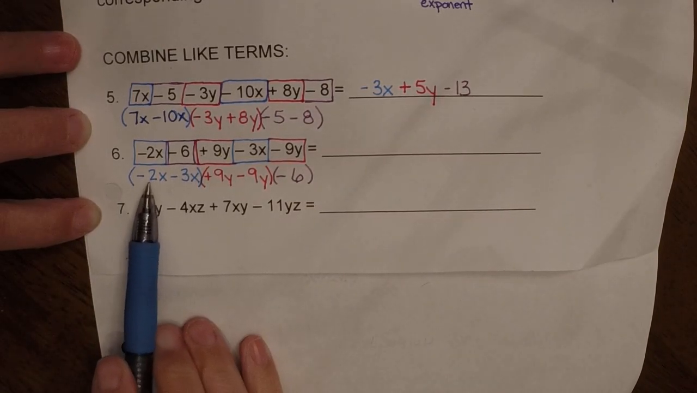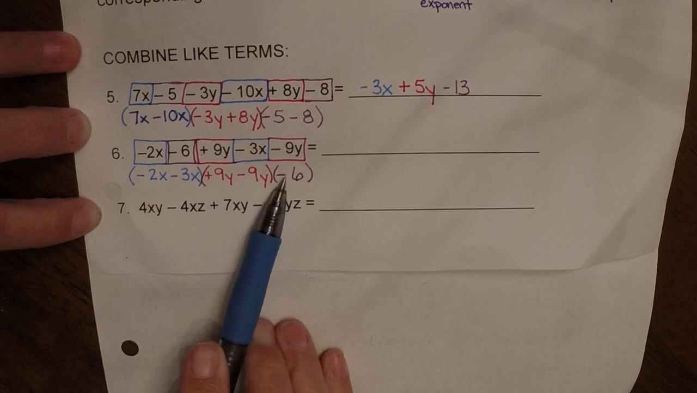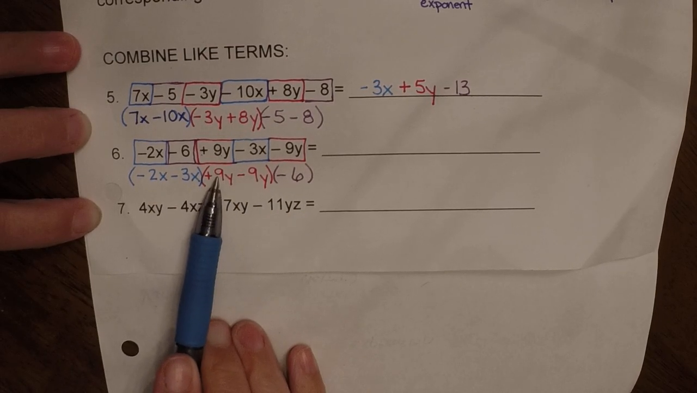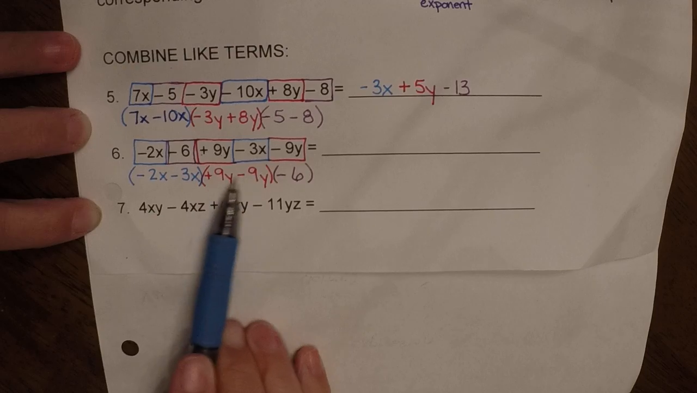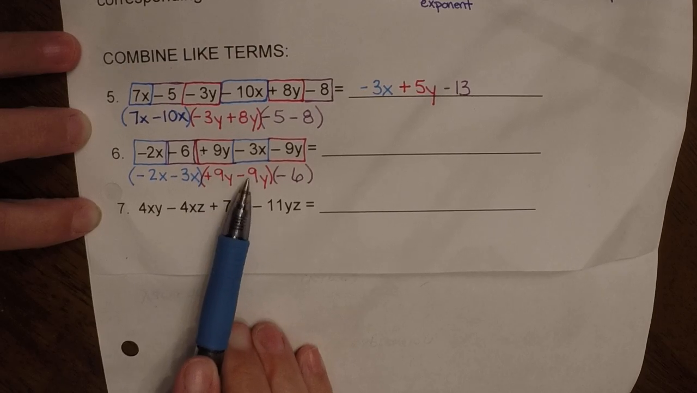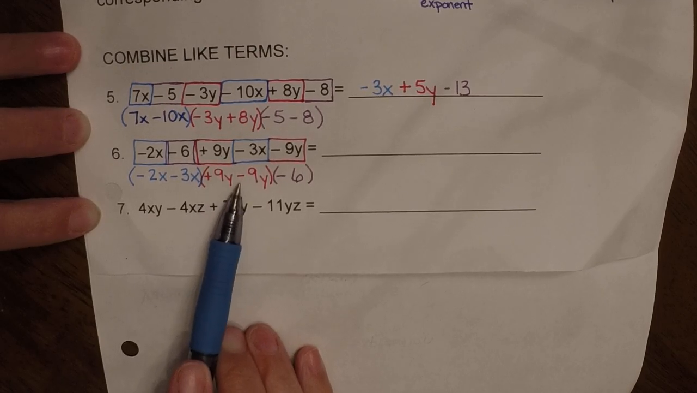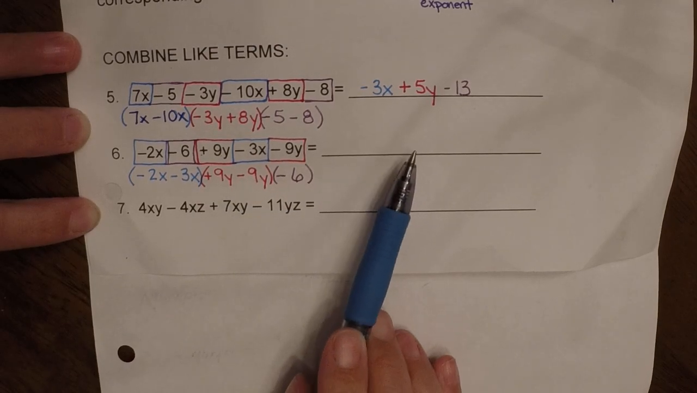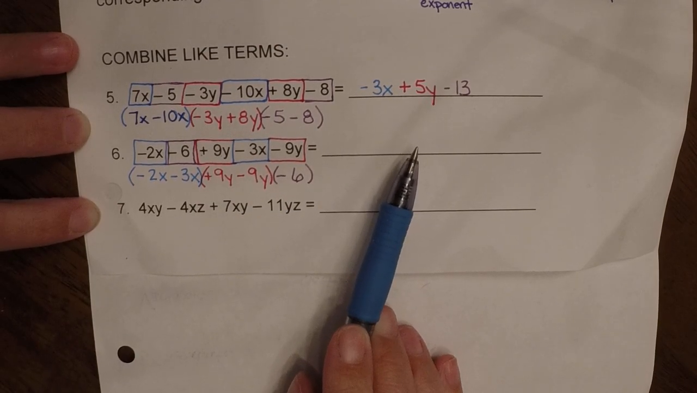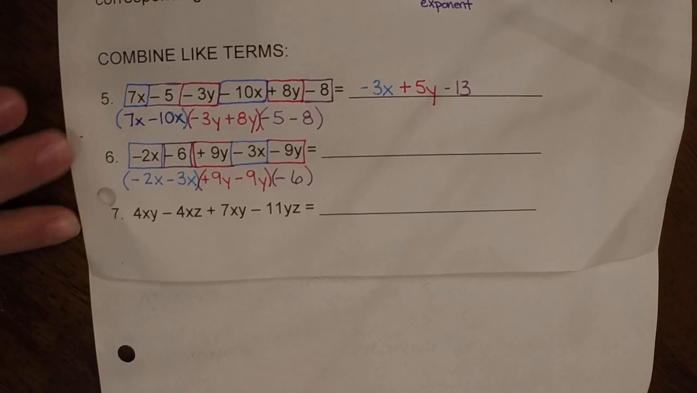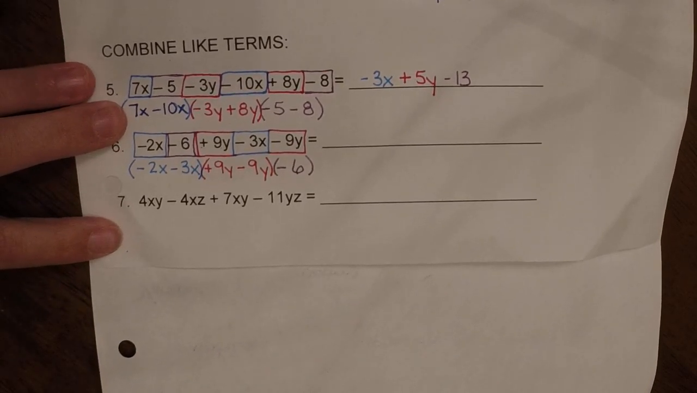So now I want you to use your calculator to get your final answer. I will tell you 9 minus 9 is going to come out to 0. If you get 0, you do not have to write it, but if you do and you put 0y, it's not incorrect. All right, so let's look at 7, but I'm going to leave this one mainly for you.